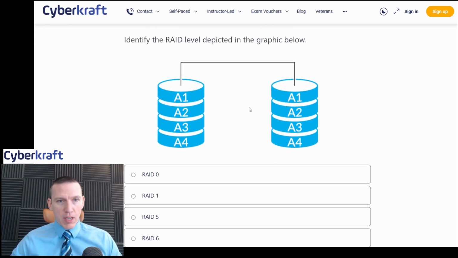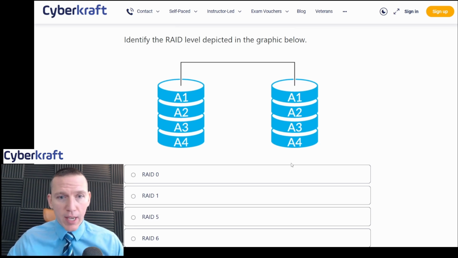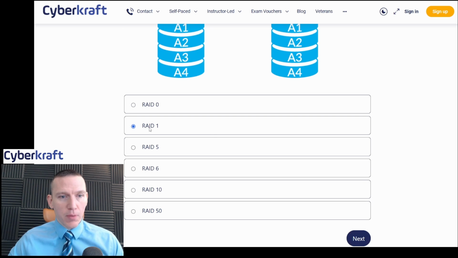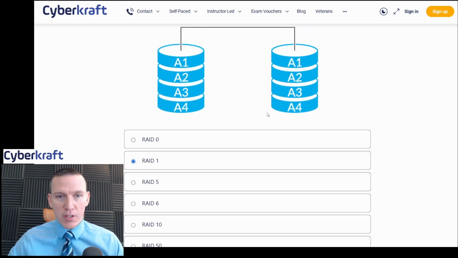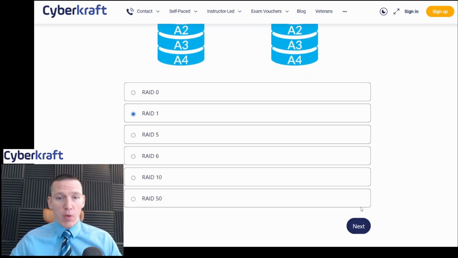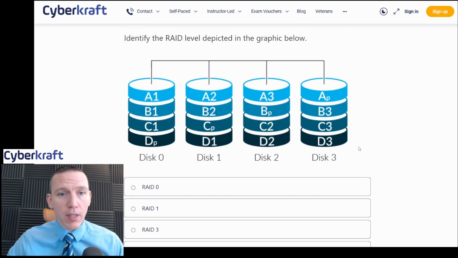This is going to be a straight mirroring that I see here. We have two disks, and the data is going to be the same on each disk. So this has to be RAID 1. RAID 1 has mirroring, and there's nothing else going on. It has to be RAID 1. So it's kind of like a warm-up question.